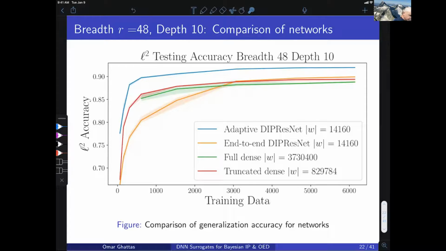This is a comparison now with a truncated dense. So this is just let the network figure things out. Don't do this initial Jacobian, expected Jacobian.